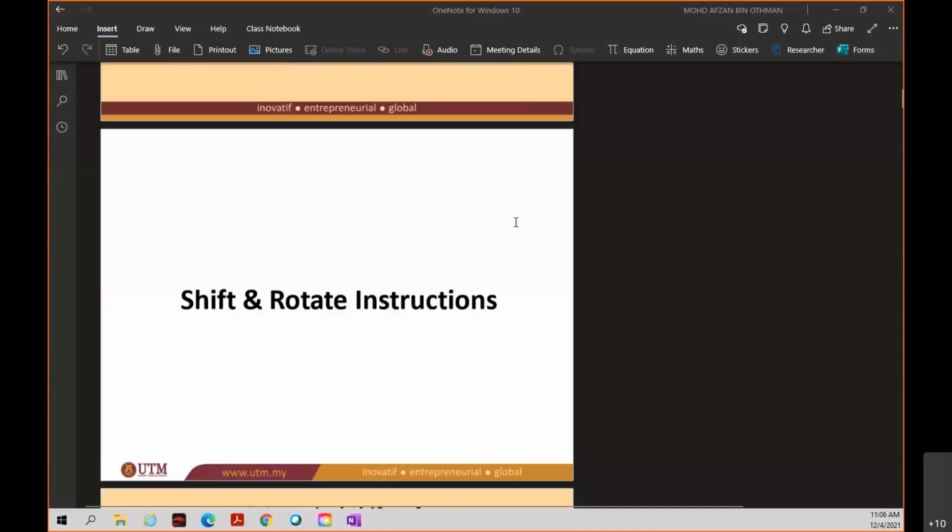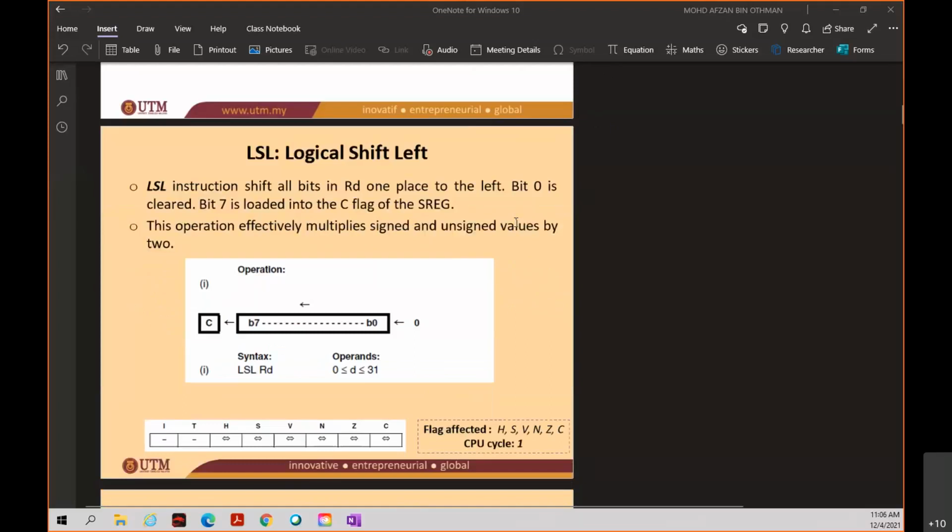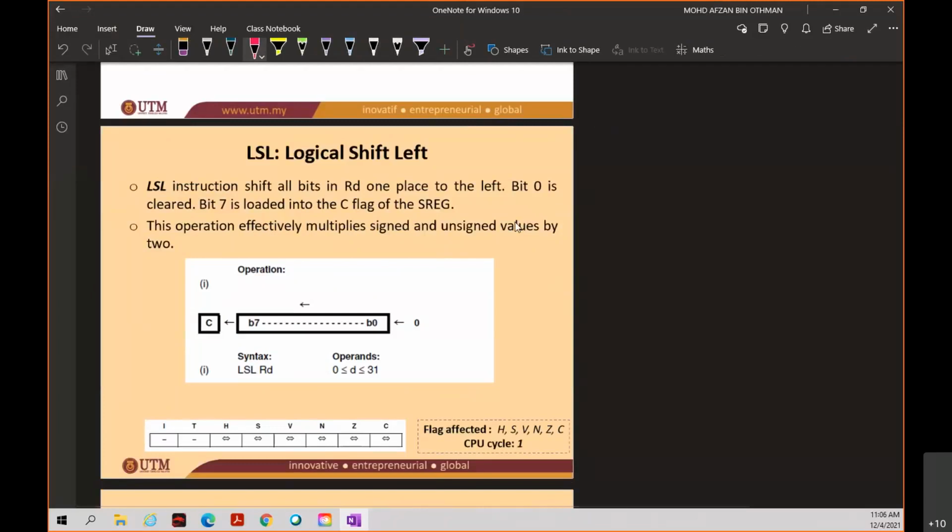Okay, one of them is called LSL. Okay, so the LSL stands for logical shift left. All right, so this logical shift left instruction shifts all bits in RD one place to the left. Okay, and then bit 0 is cleared, and bit 7 is loaded into the C flag of the status register. Okay, so this is your register.